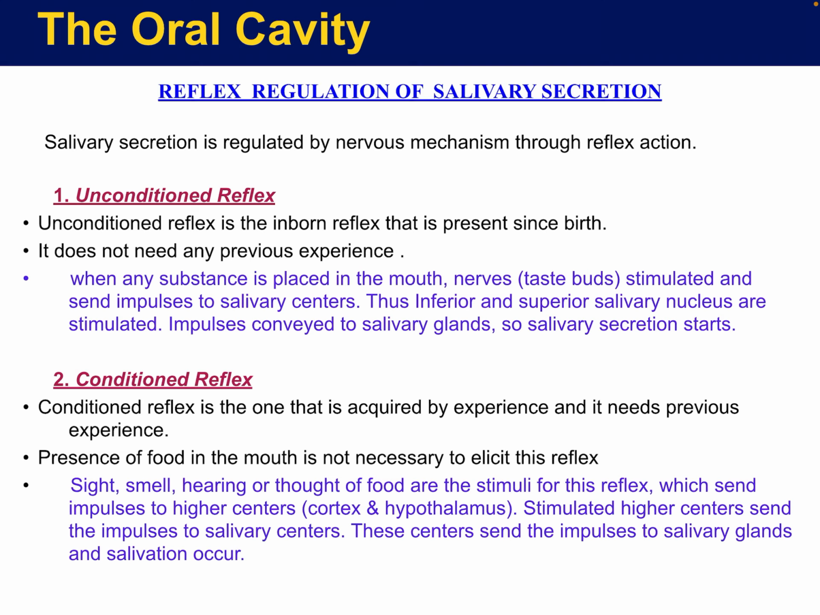When we place food in the mouth, salivation occurs automatically. Next, we are moving on to the explanation of this. When any substance is placed in the mouth, the taste buds are stimulated. They send impulses to the salivary centers. Thus, the inferior and superior salivatory nuclei are stimulated. Impulses from these nuclei finally reach the salivary glands and salivation occurs.